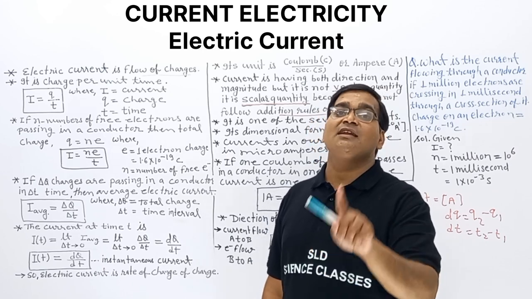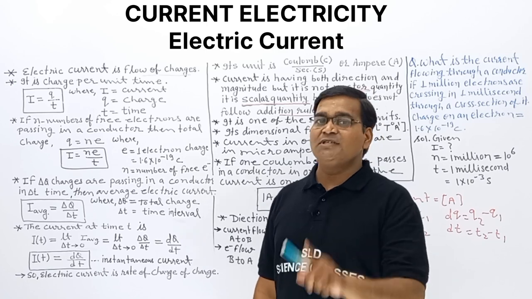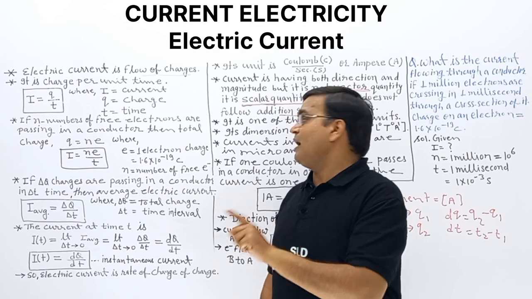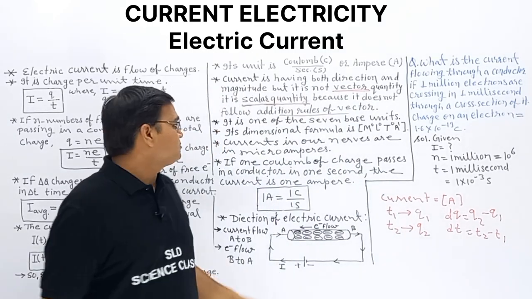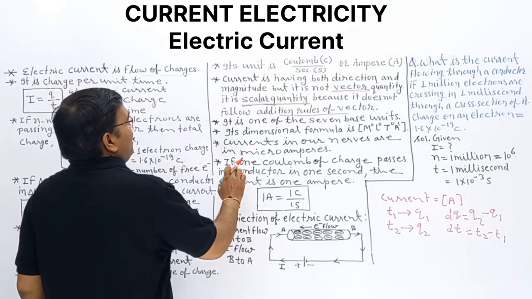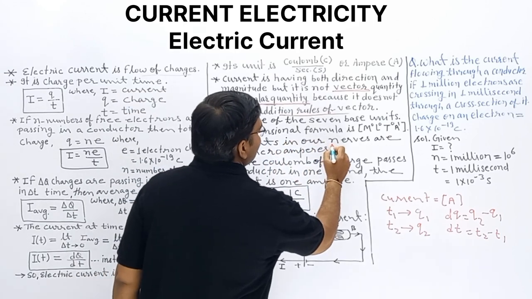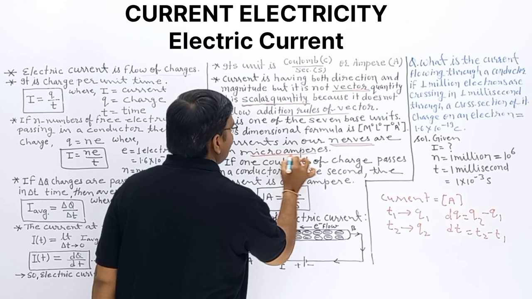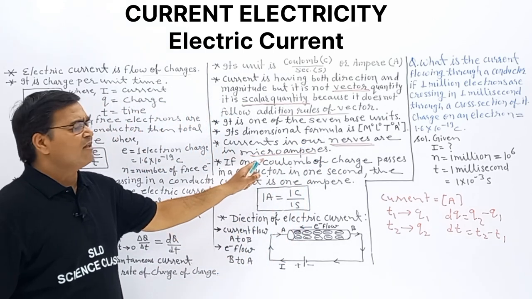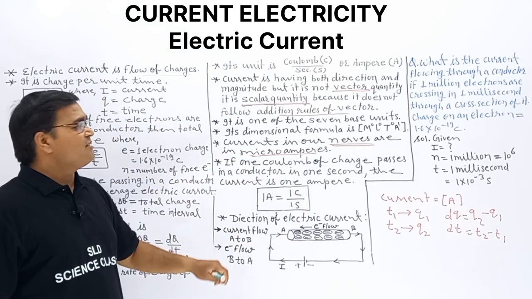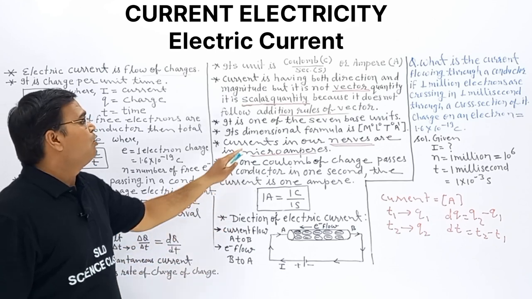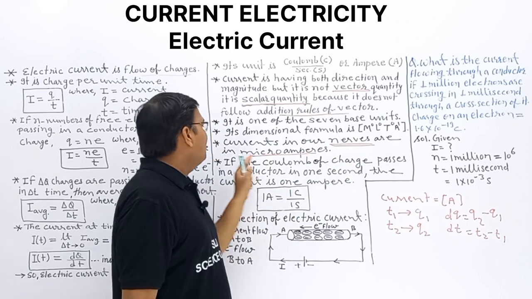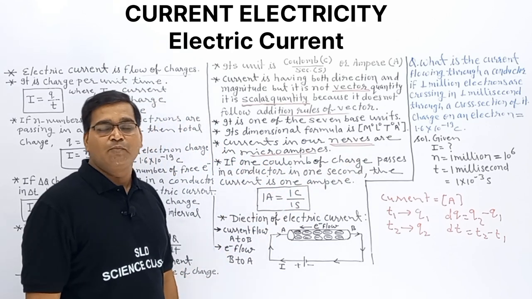So it is not a vector, it is a scalar quantity. Important things we should know. It is a scalar quantity. Now next point: current in the nerves is in microampere. Sometimes it can be asked in the objective questions, so we should know. Currents in our nerves are in microampere form.